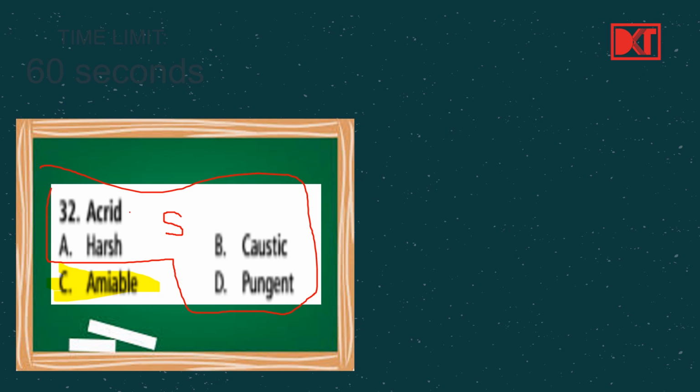So all these other words are synonyms. Acrid and harsh means being rude. Caustic and pungent can also be referred to someone who's being rude, या जैसे हम refer करते हैं someone who's being bitter. Alright, so these are synonyms and amiable is an antonym.